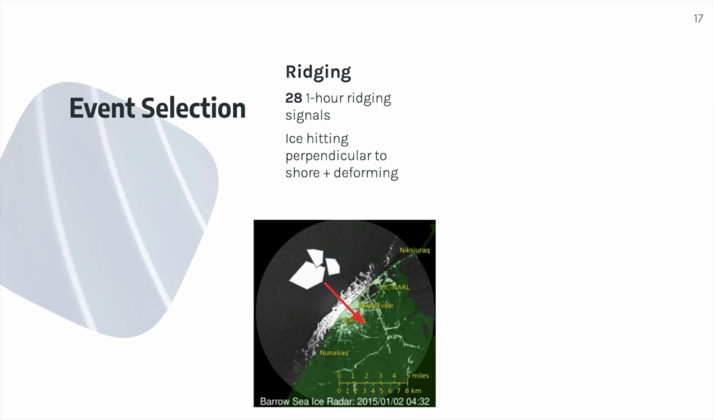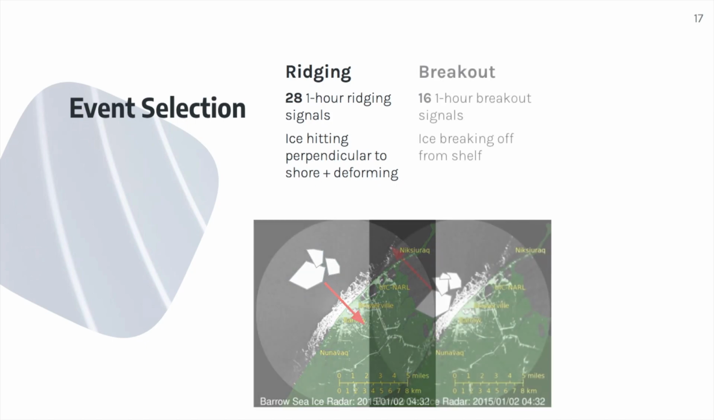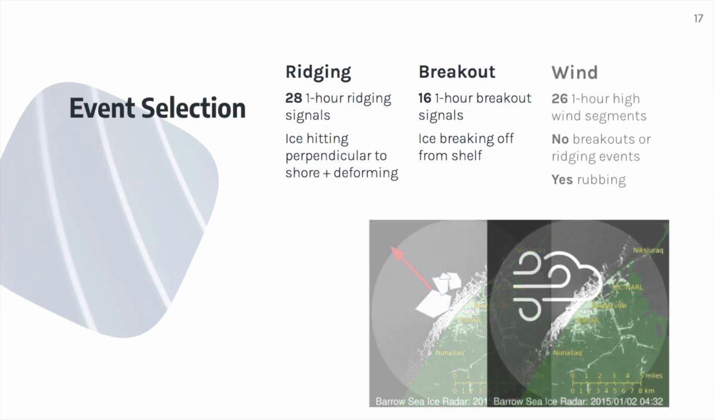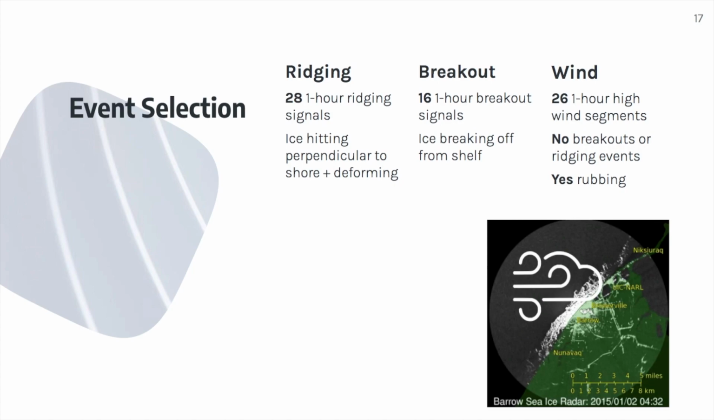We were looking to create a data set with 3 distinct groups: ridging events, where ice was moving towards shore and we saw deformation, such as the previous radar footage; breakout events, where formerly stable ice broke off from shore; and high wind days, which we expected to be particularly noisy. In total, we had 70 unique events.